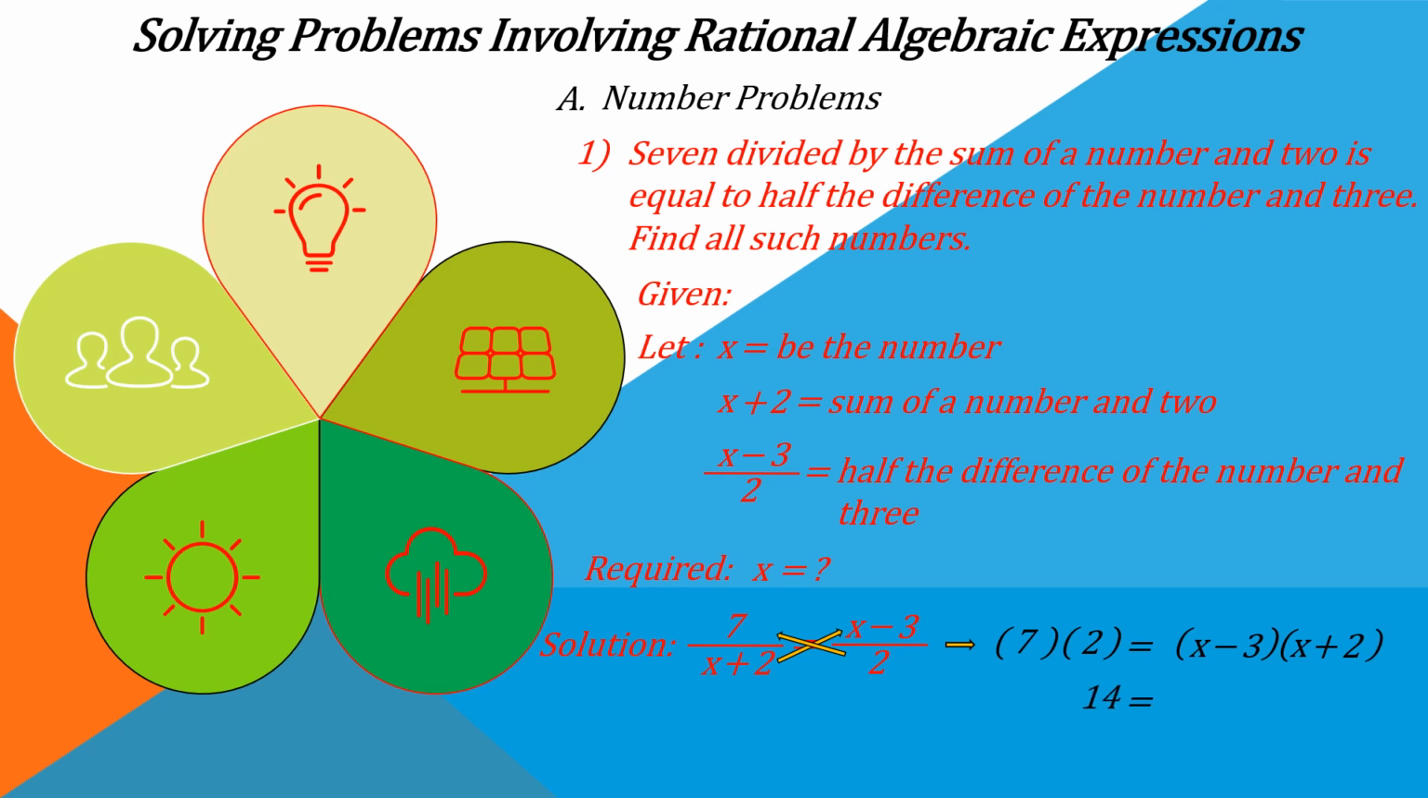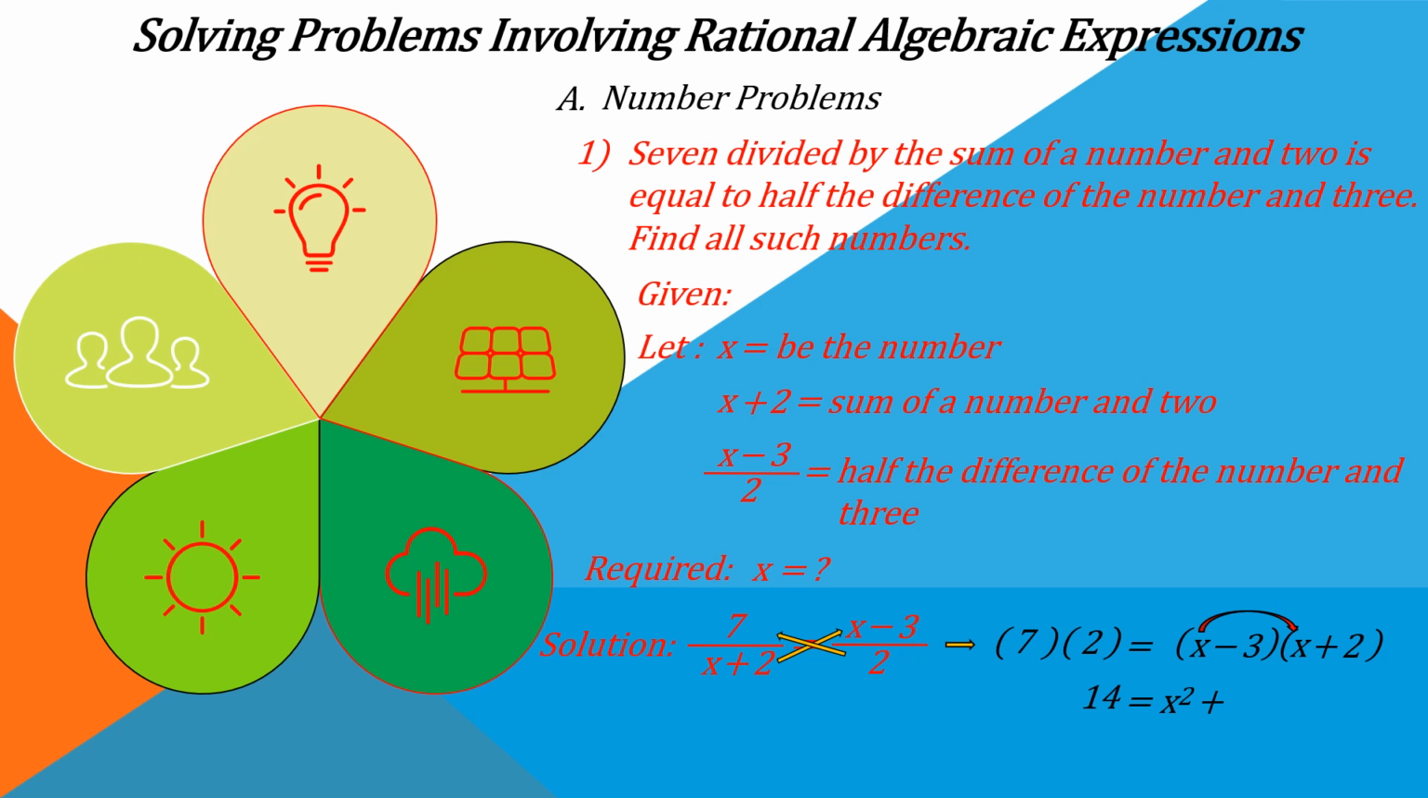So this is 7 multiplied by 2 is equal to quantity x minus 3 multiplied by quantity x plus 2. And it is 14 equal to x multiplied by x is x squared. We need to follow the step in multiplying two binomials, which is FOIL. F means first term, O means outside term, I means inside term, and L means last term.